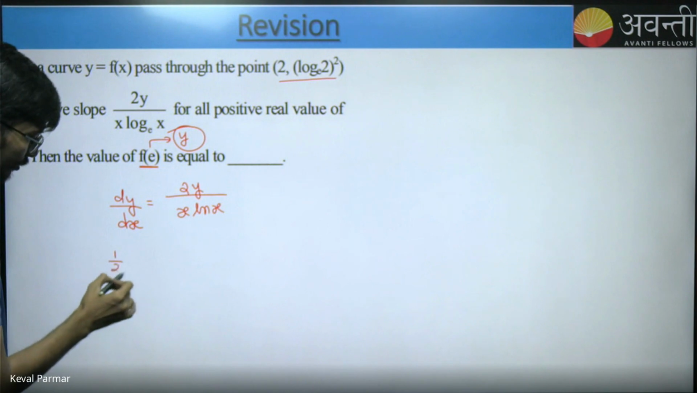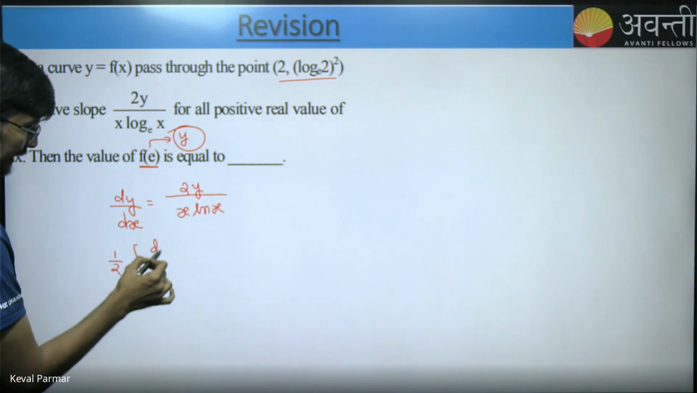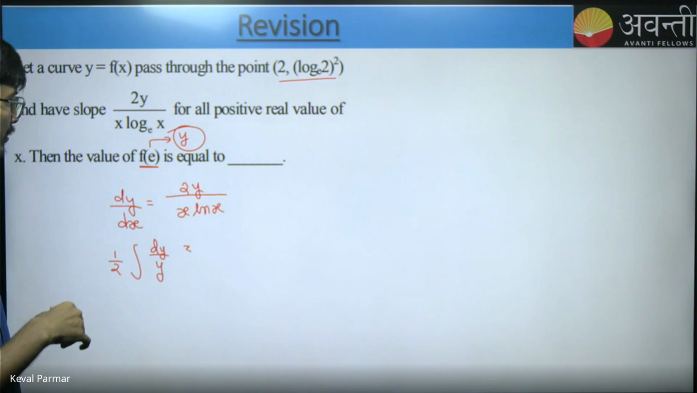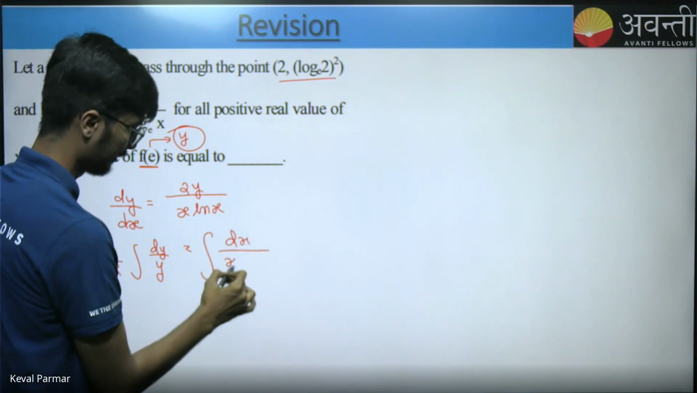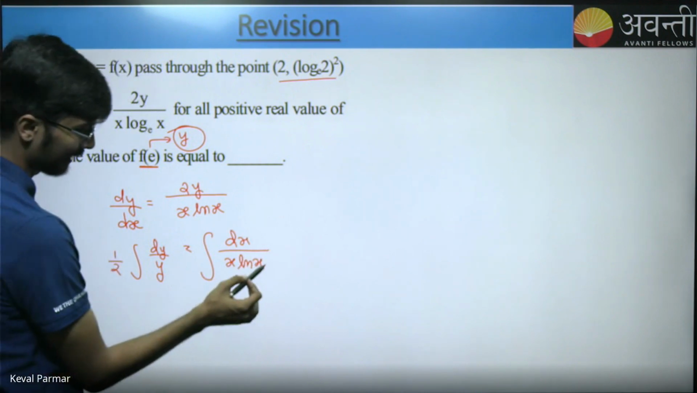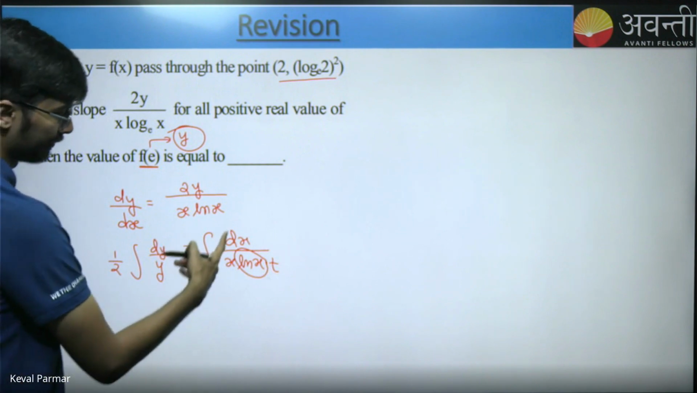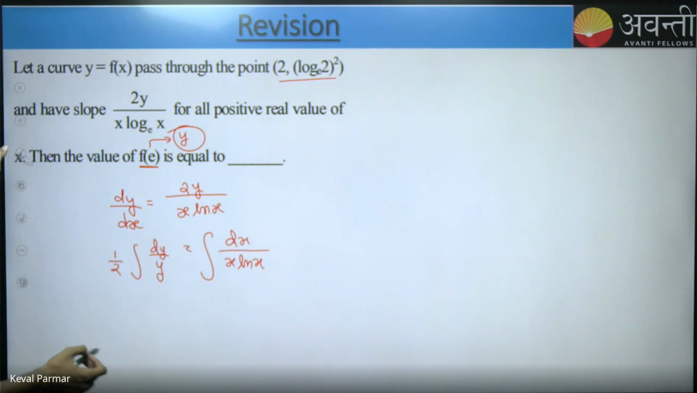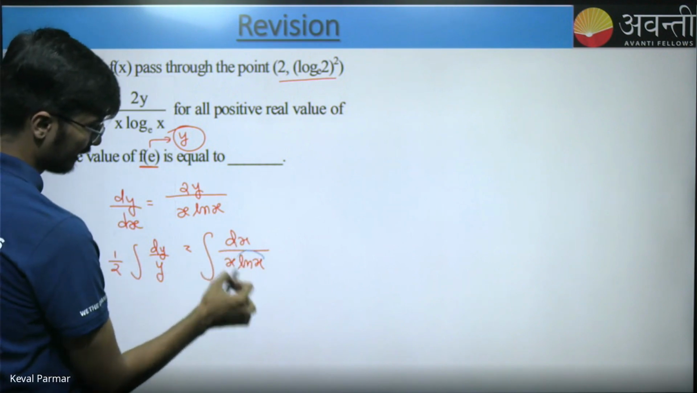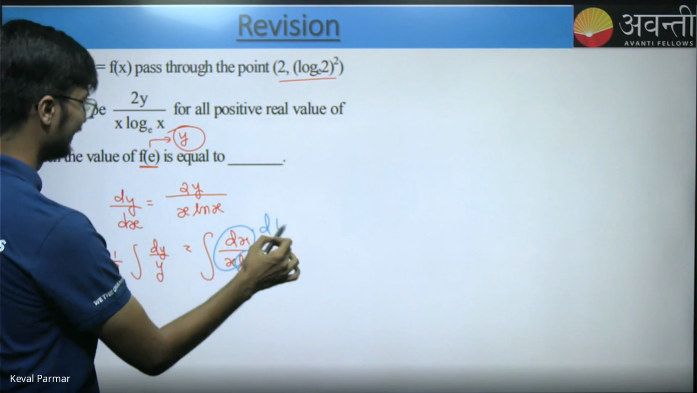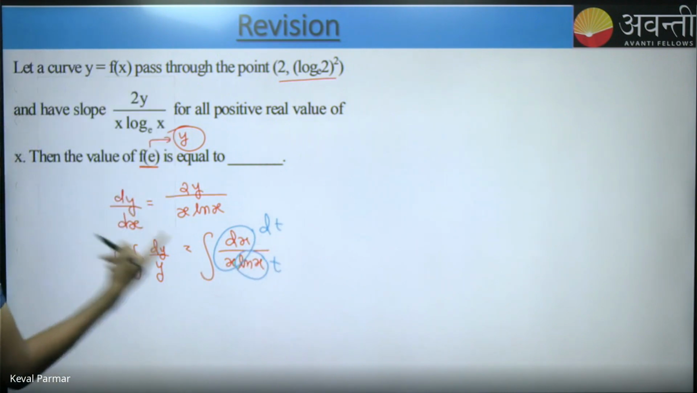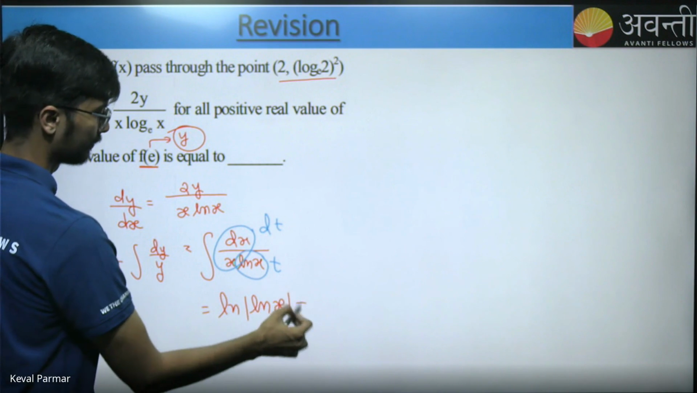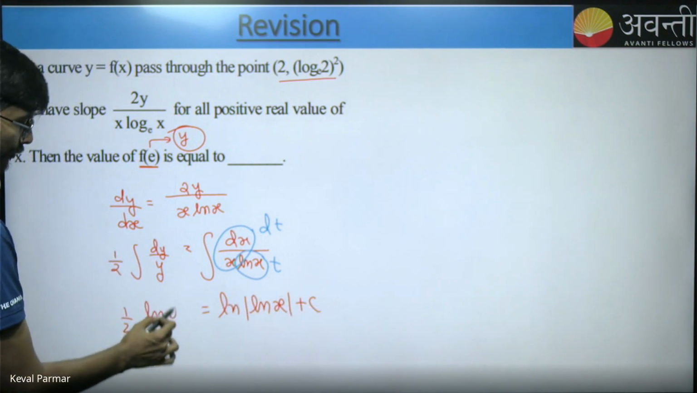So I can write 1 upon 2 integration of dy over y is equal to integration of dx over x ln x. Now here we can put ln x equals t, so dx over x will become dt. This is basically integration of 1 upon t, which is log mod of t. So ln mod ln x plus c, and this is also half ln y.